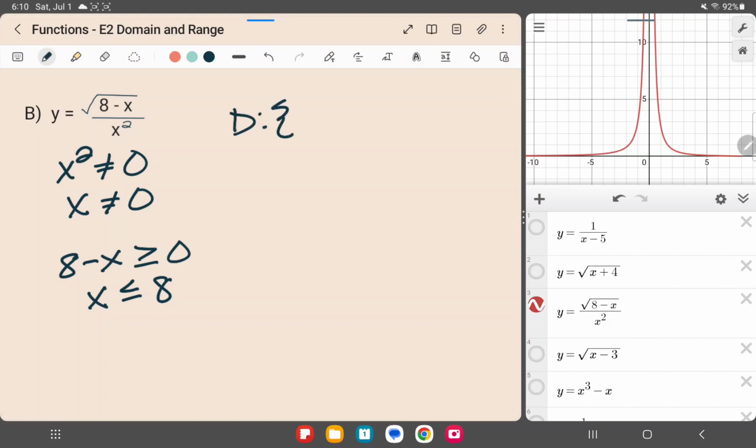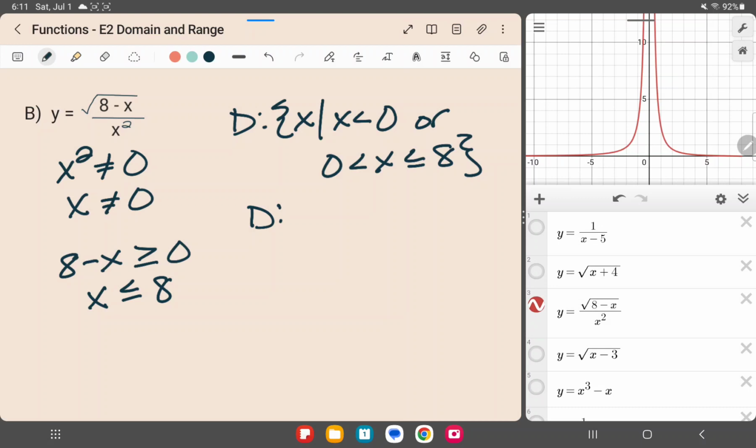So let's start with set notation. I want to say x such that x is less than 0, or x is between 0 and 8, but not equal to 0, but 8's okay. So that's going to look like this. It's kind of a long domain, but that's what we have to work with.